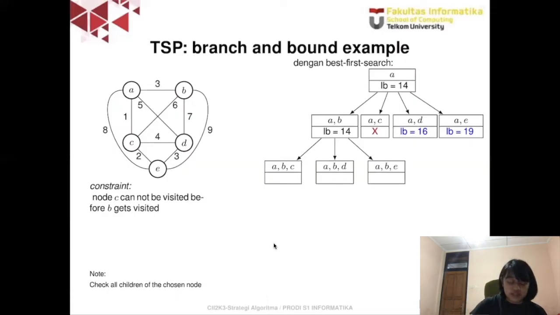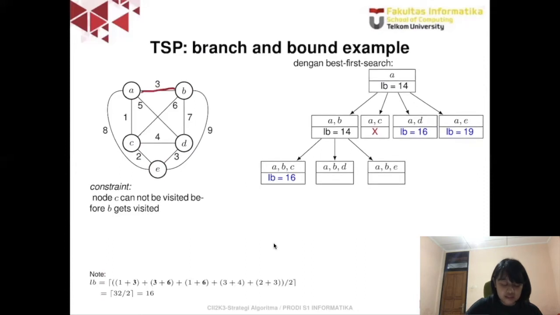So for A, B, C, and because A, B, C is a part of the solution, then A must be attached to 3, and the other edge that is attached to A in the solution cannot be lower than 1. So we have 1 plus 3. Then for B, it must be attached to 3 and also 6 based on the partial solution we have. So we have 3 plus 6 here. And for C, it must be attached to 6 and the other edge cannot be lower than 1. So we have 1 here.